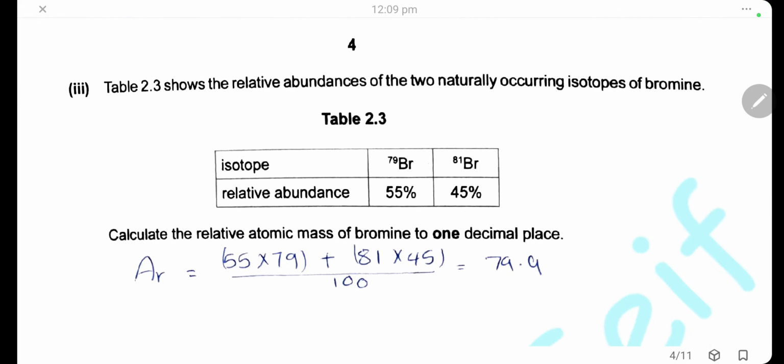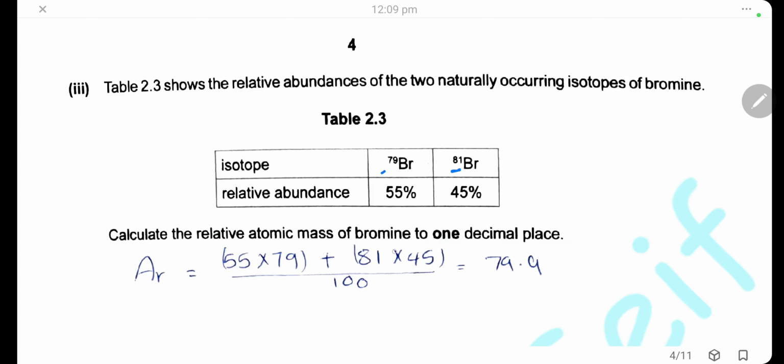Table 2.3 shows the relative abundance of two naturally occurring isotopes of bromine. We have an isotope with a mass of 79 and another bromine isotope with a mass of 81. Calculate the relative atomic mass of bromine to one decimal place.